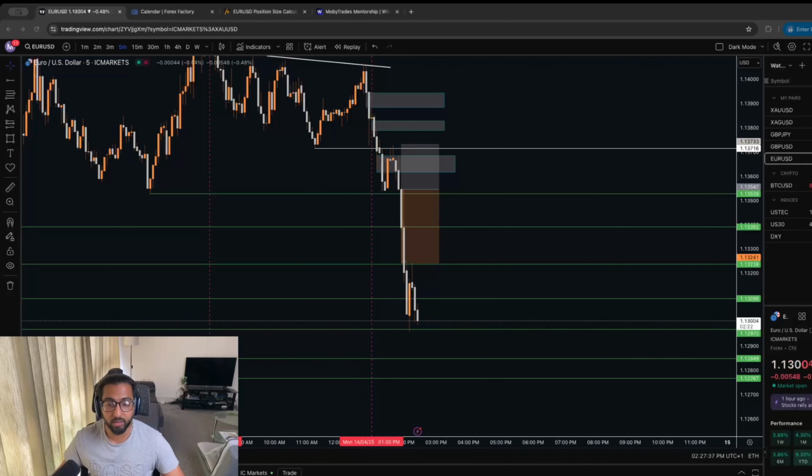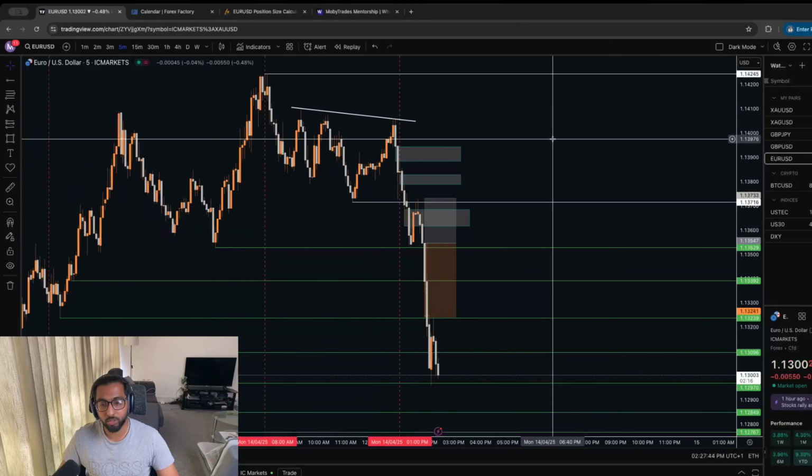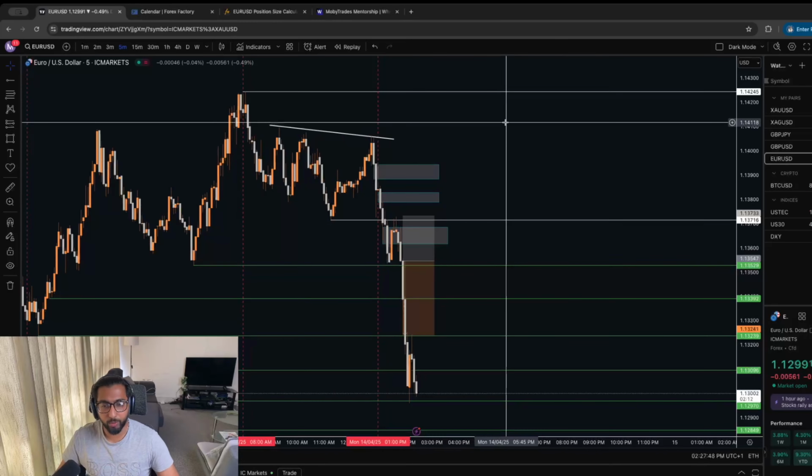But let's break down this trade and explain to you why I placed this trade and how you guys can also identify markets and place this trade. So we trade this in New York session. So we had to look at London session.